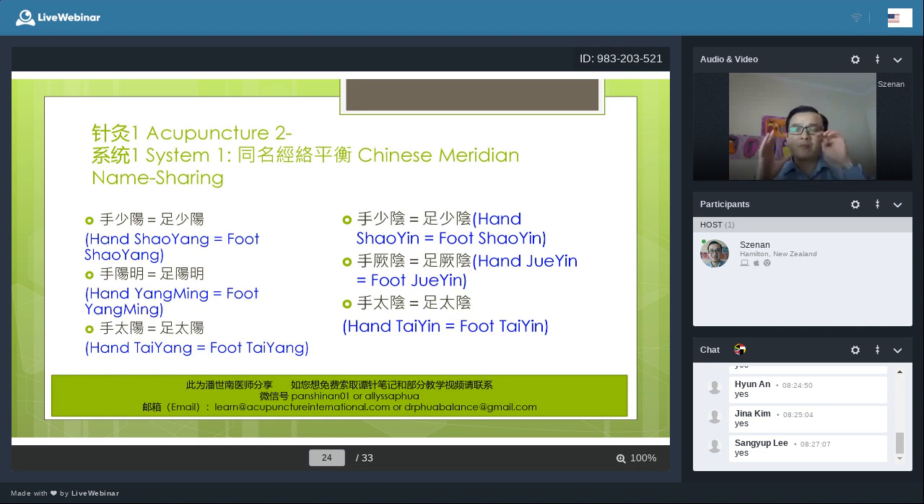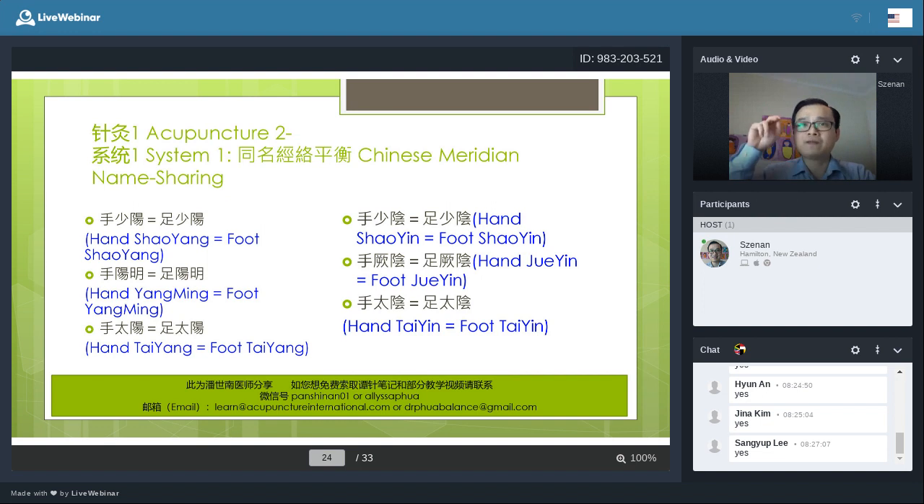So what is the theory behind that? I'm going to let you know. Now, the Shaoyang family has two kids. One kid is called gallbladder. The other kid is called Sanjiao. The kid called Sanjiao stays in the hand. The other kid, called gallbladder, lives in the foot. So it is called foot Shaoyang gallbladder meridian, and the other one is called hand Shaoyang Sanjiao meridian.